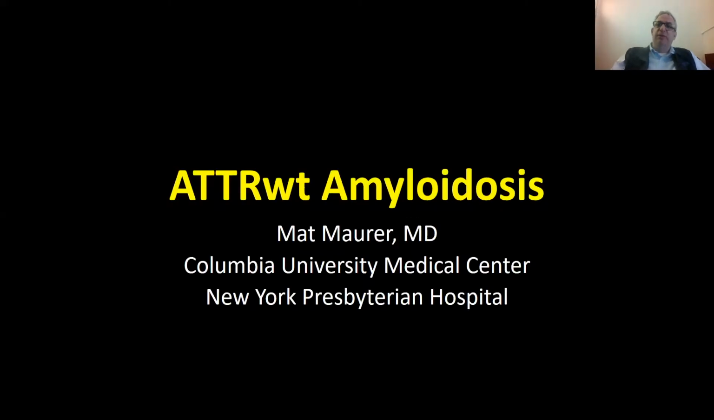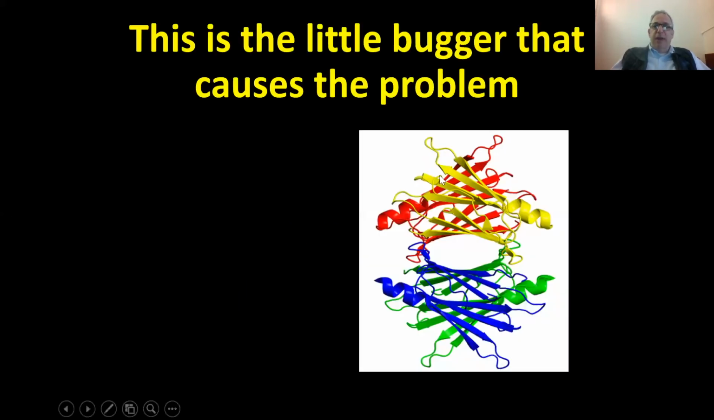This is actually a presentation, Deborah, that I gave to many of the patients at the support group a long time ago. And this condition we call wild type transthyretin cardiac amyloid, or ATTRwt, as shown here. And I like to describe to patients that this right here is the little bugger that causes the problem. This is a picture of the protein transthyretin. It's a protein, as you can see in the colors, made up of 4 identical subunits. Red, yellow, green, and blue are all the same protein.